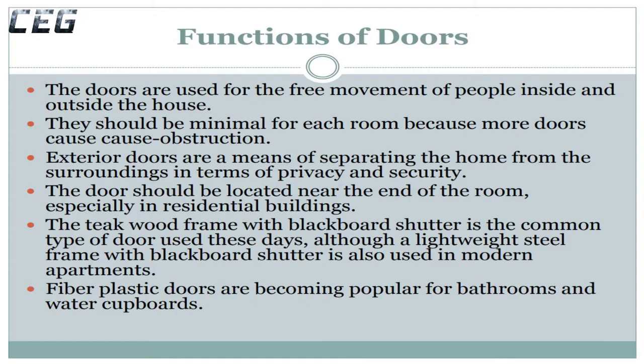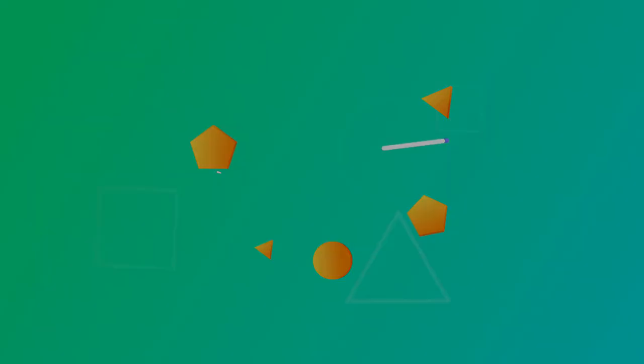buildings. The teakwood frame with a flush shutter is the common type of door used these days, although a lightweight steel frame with a flush shutter is also used in modern apartments. Fiber plastic doors are becoming popular for bathrooms and water closets.